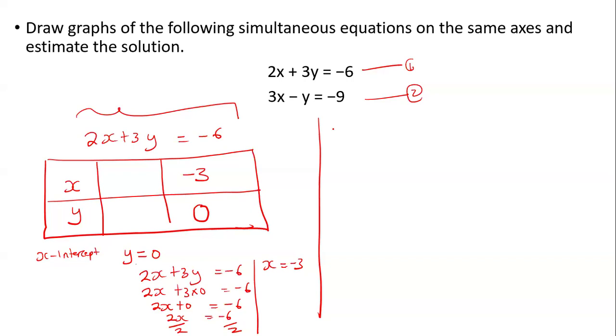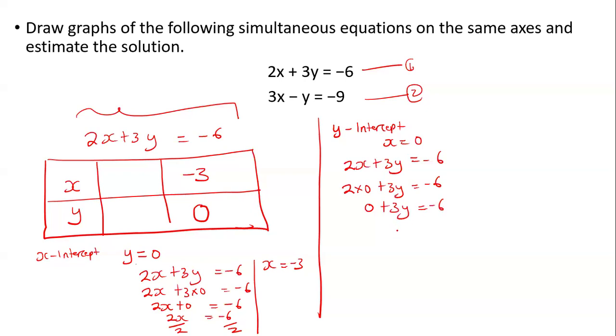Now I go to the next one. I ask myself, what about when I want the y-intercept? I will say that the y-intercept occurs when x is equal to 0. I go back to my equation: 2x plus 3y is equal to negative 6. Where there is x, I put 0. So I will say 2 times 0 plus 3y is equal to negative 6. 2 times 0 is 0, plus 3y is equal to negative 6.